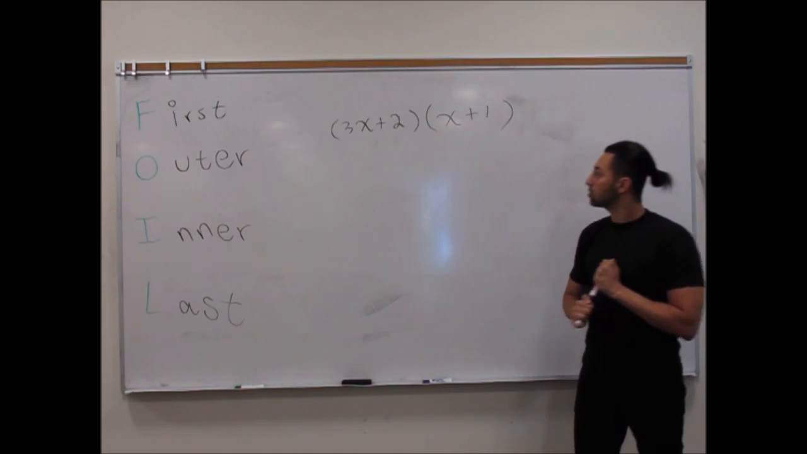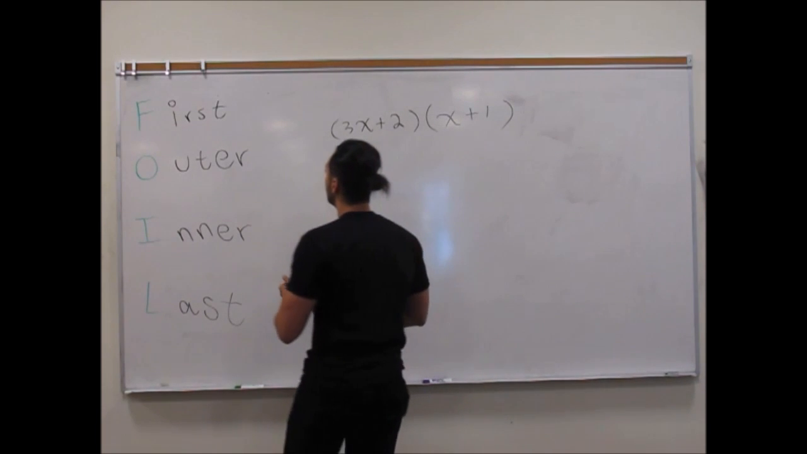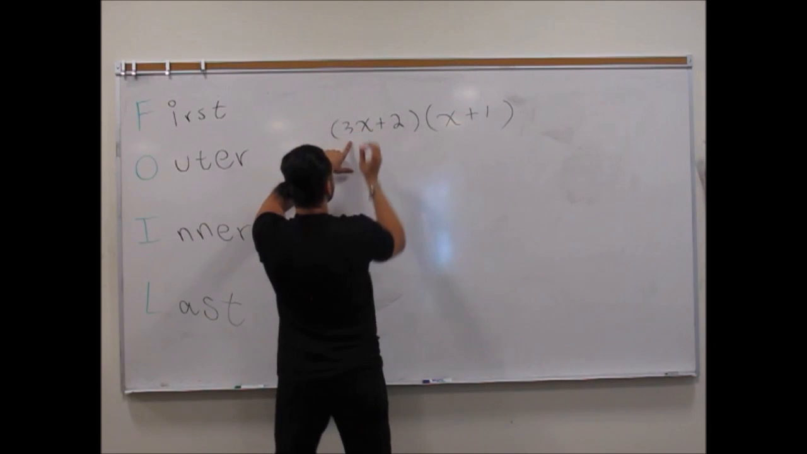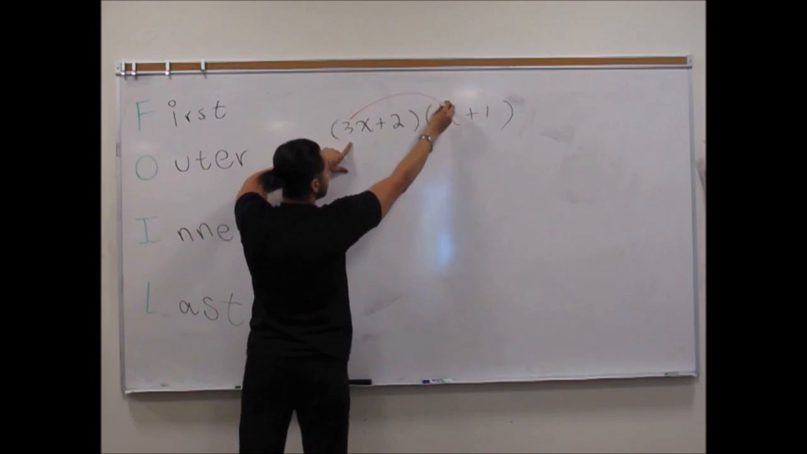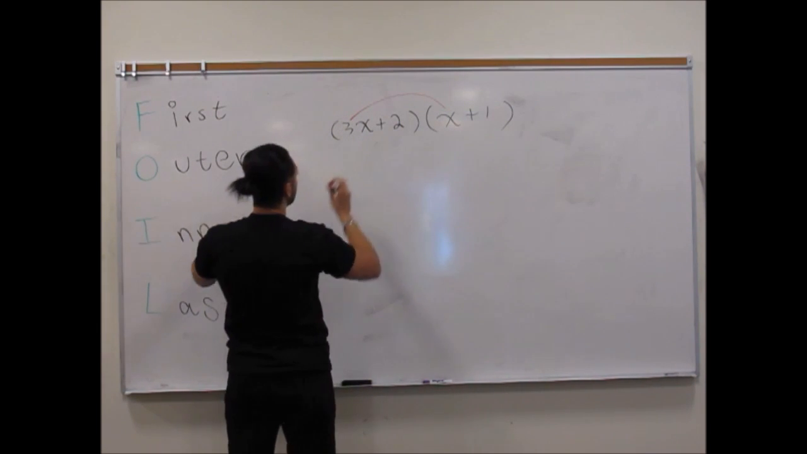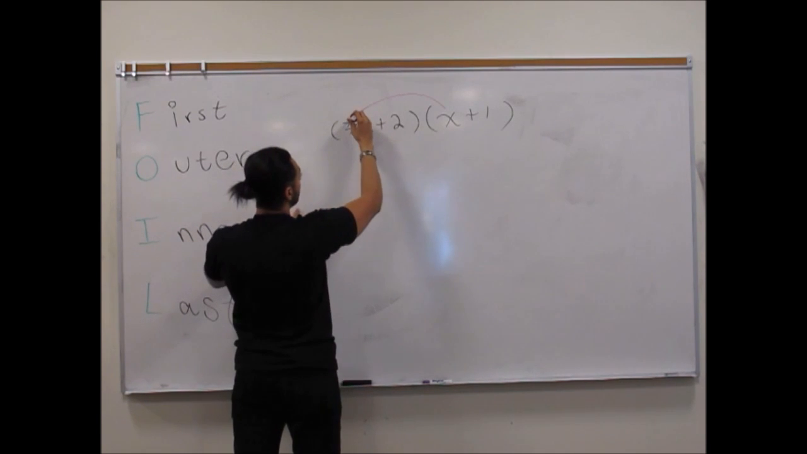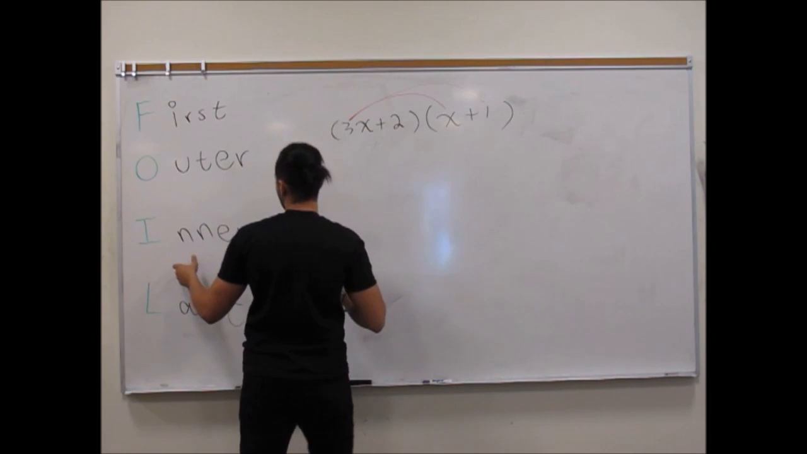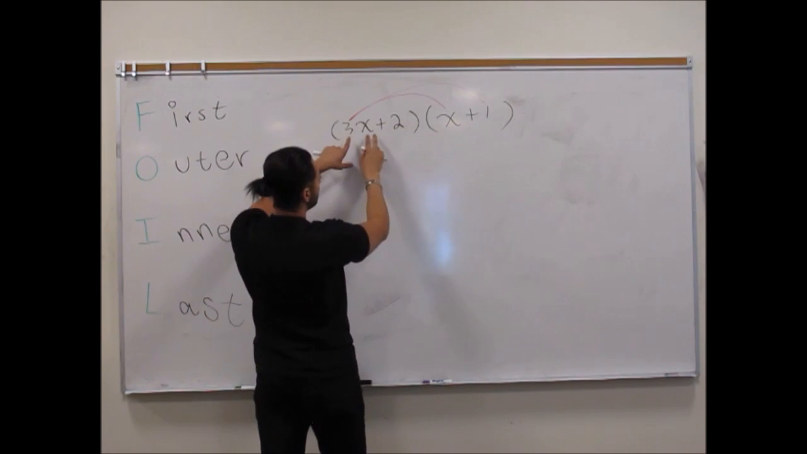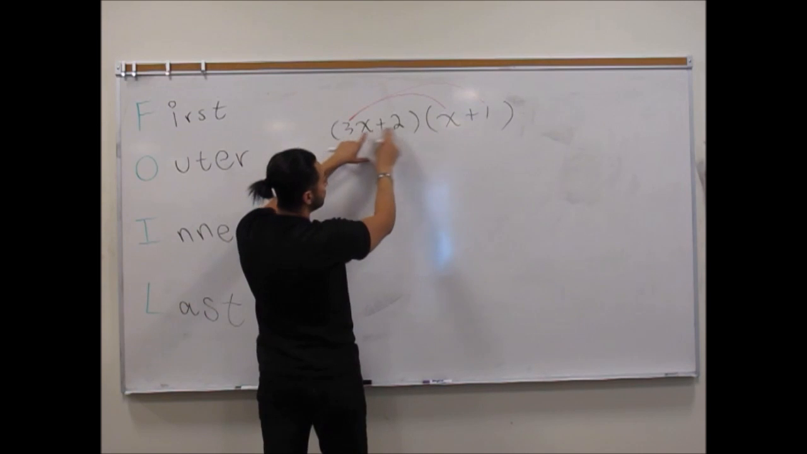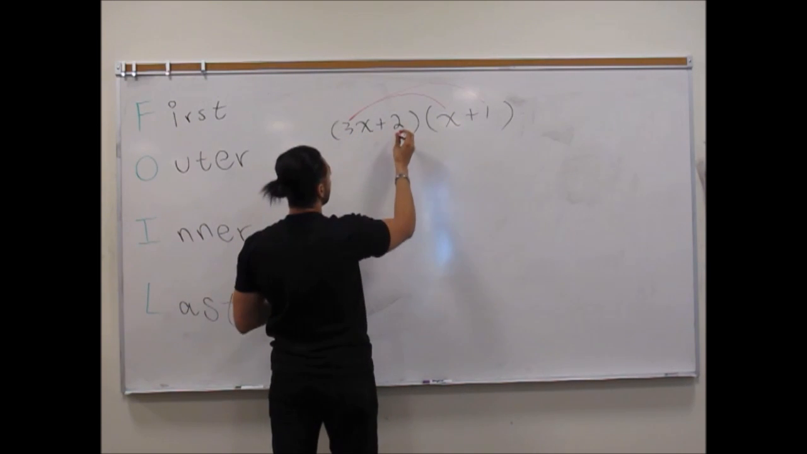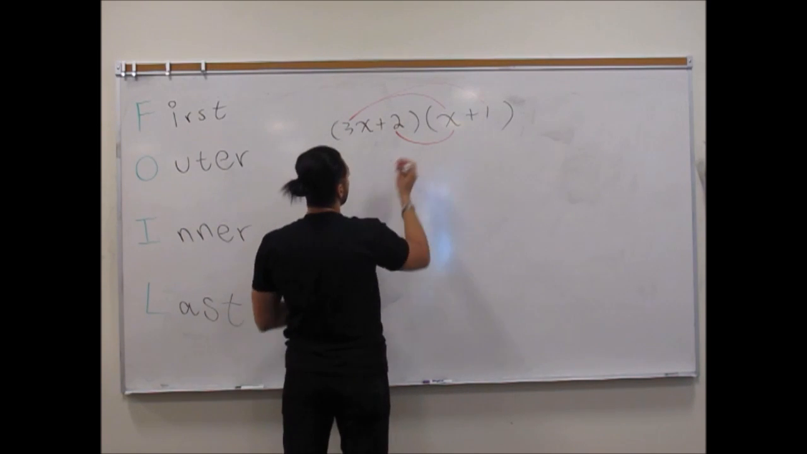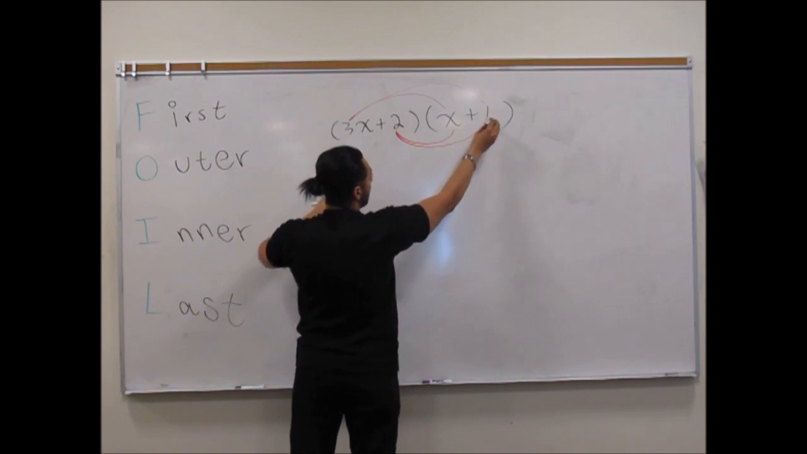So assuming you gave that a shot, going off what FOIL is telling us to do, we're going to take this first term here and multiply it with the first term here. Then the outer, we're going to take that same term and multiply it with the outer guy here. Moving on to the inner. Since we already distributed the 3x into each of those terms, we have to move on to the 2, right? So the inner is the 2 getting multiplied to the x. And then the last part is where you take the 2 and you multiply it by this last guy here.